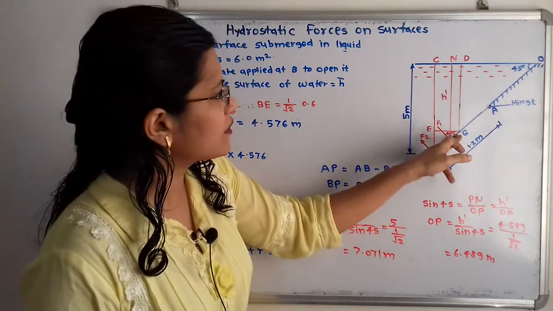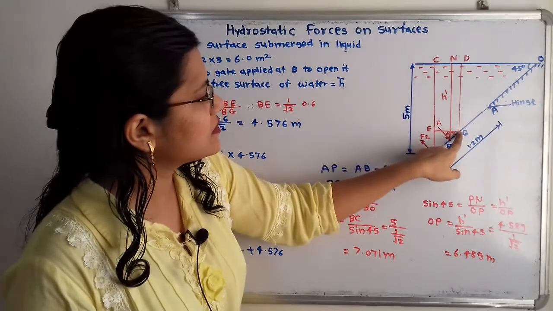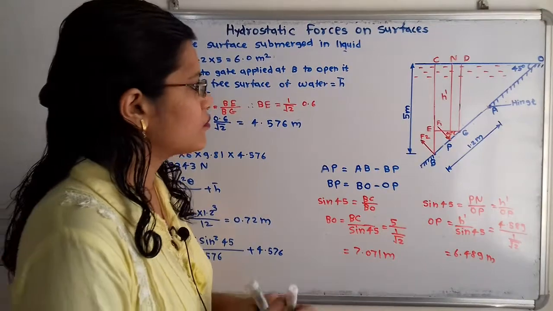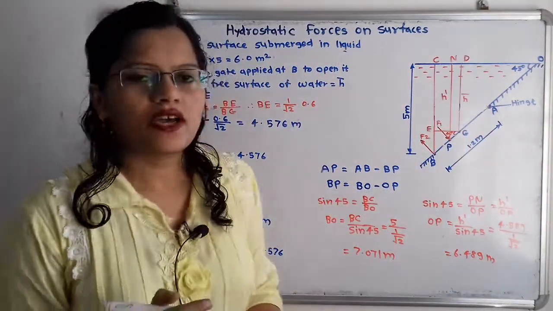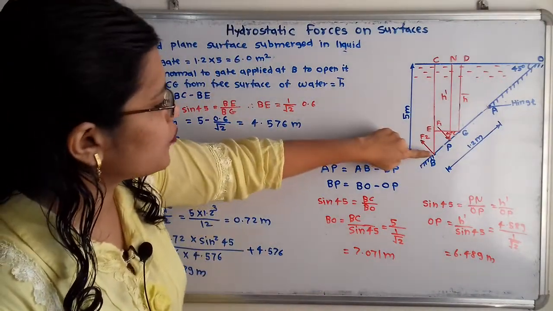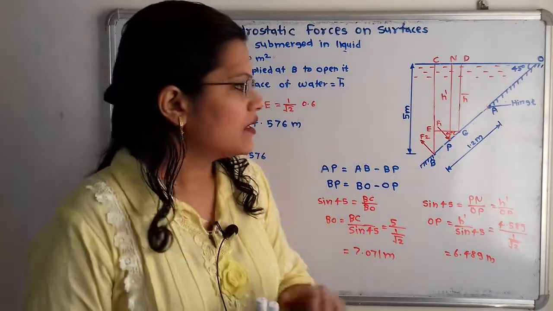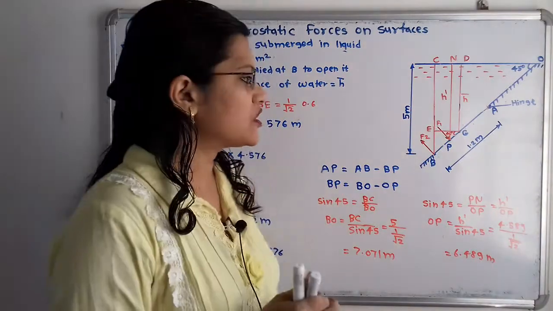So we will take here one vertical line up to the surface of water, that is this distance GD, which is equal to h bar. So we have to find out what is the distance DG. Now if we observe this diagram, the vertical distance from this point B to C is given, that is equal to 5 meter. Now from this point G we will make here one construction line.